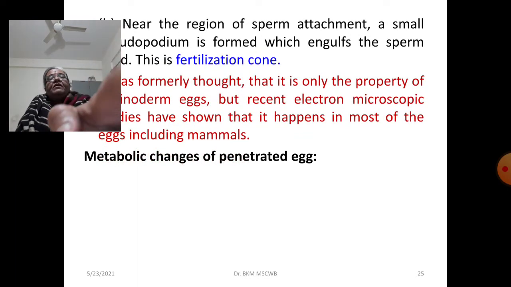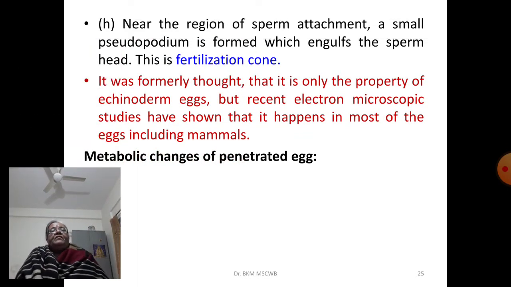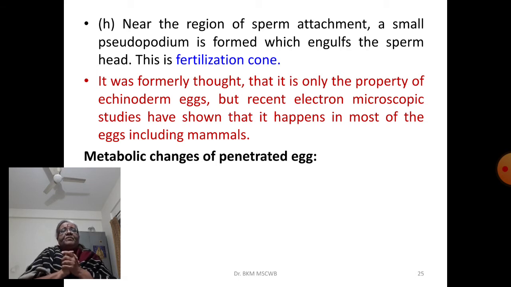Then near the region of sperm attachment, a small pseudopodium or cone-like structure is formed which engulfs the sperm head, and this is called fertilization cone. Earlier people thought that the formation of fertilization cone is seen only in echinoderm eggs, but with recent electron microscopic analysis, we have understood that it happens in most of the eggs, including mammalian eggs also. So these are the structural changes to list in a penetrated egg.